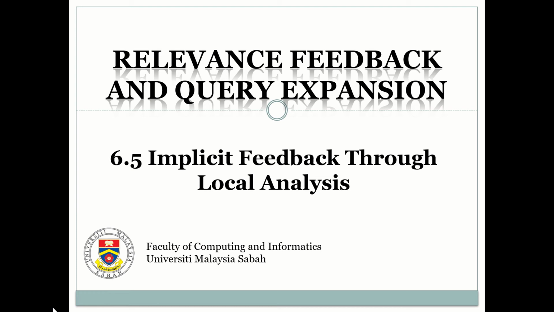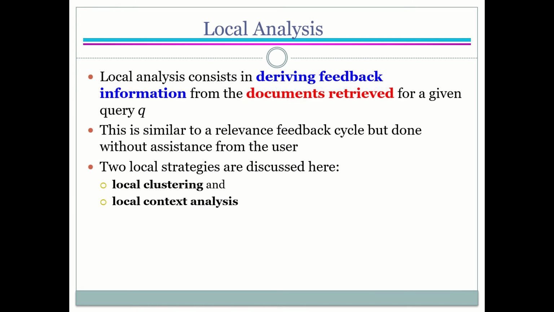Now we look at implicit feedback through local analysis. We will look at methods or approaches that we can use to analyze the implicit feedback and then get information out of it using local analysis methods. Basically, local analysis consists of deriving feedback information from the documents retrieved for a given query Q. This is similar to a relevance feedback cycle, but done without assistance from the user.